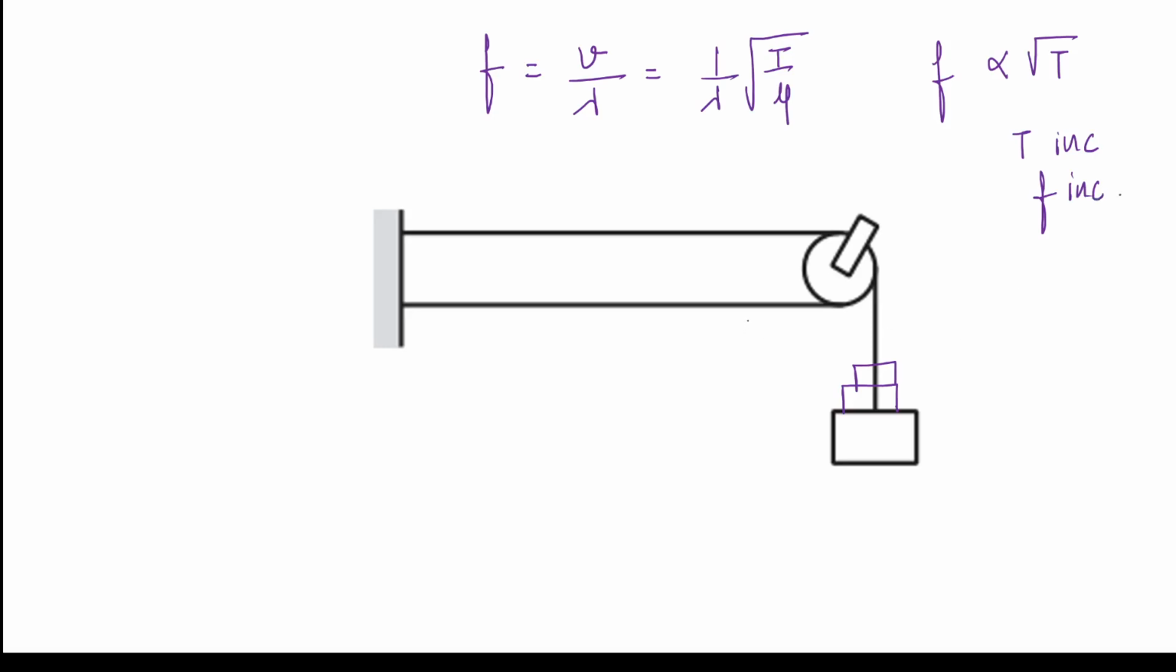Also, what else you can do to change the frequency is change mu, by taking a thick string. If I take a thick string which has more mass per unit length, so if mu increases, your frequency would decrease.